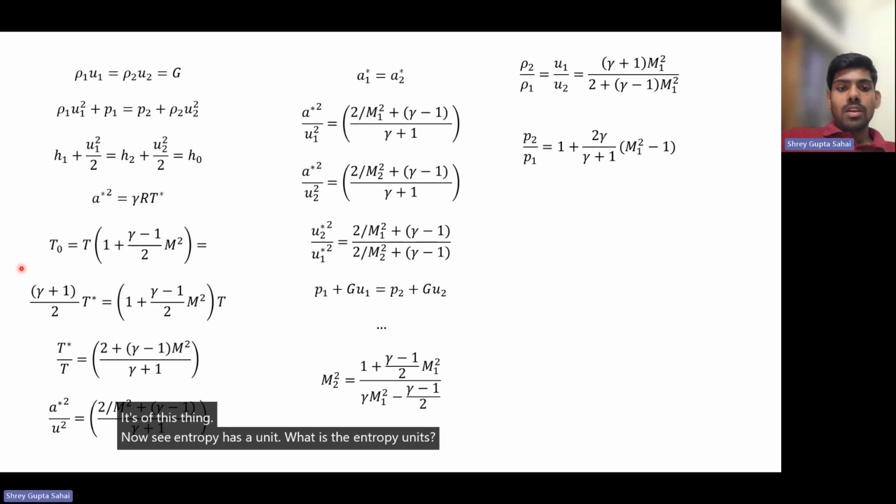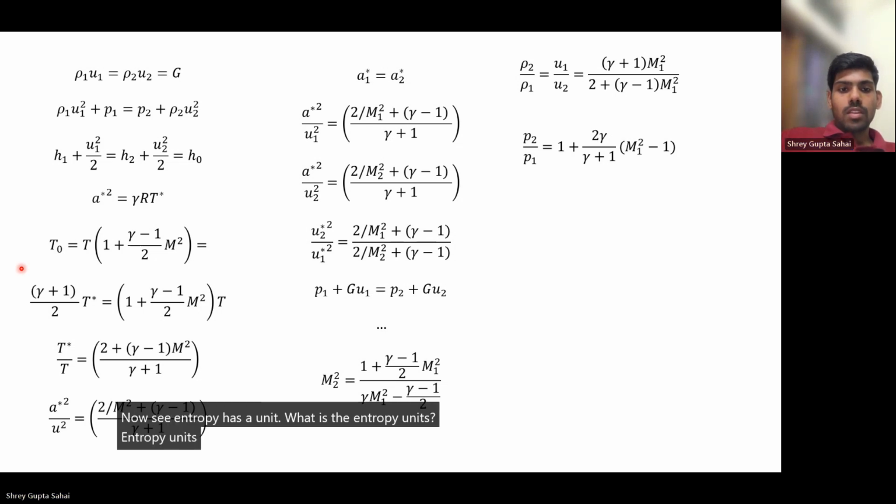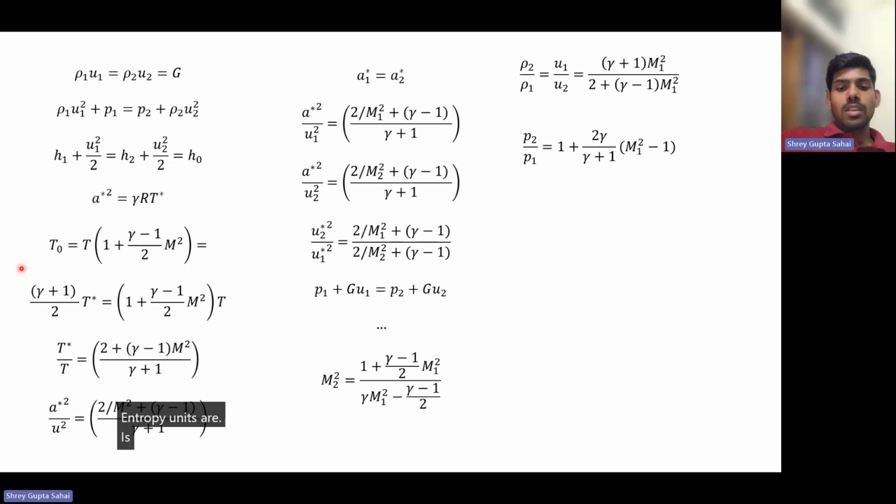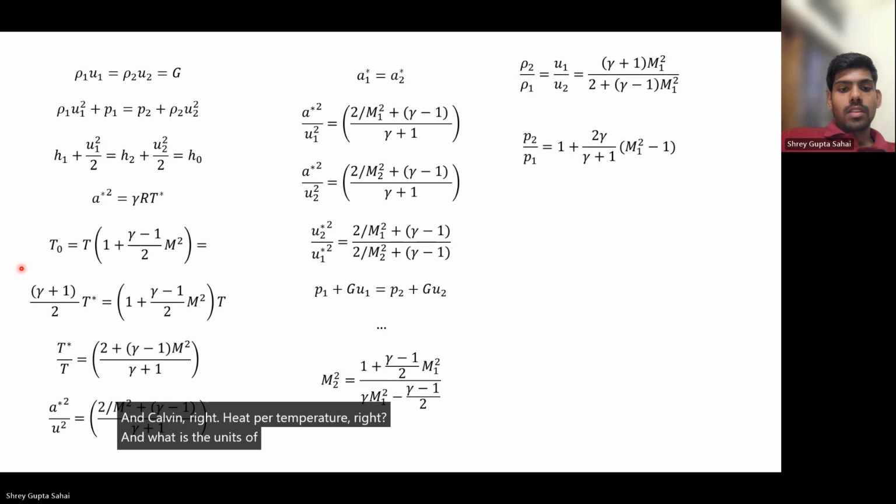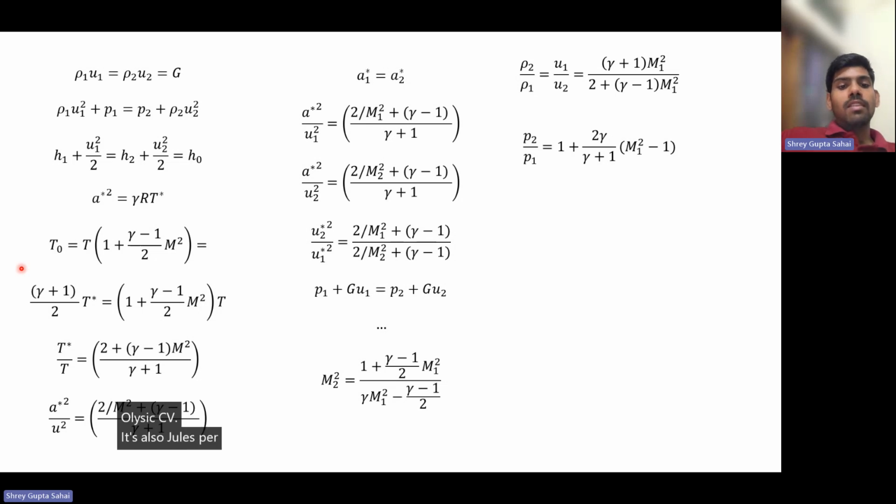Entropy's units are joules per kg Kelvin, right? Heat per temperature, right? And what is the units of CP, or let's say CV? It's also joules per kg Kelvin.